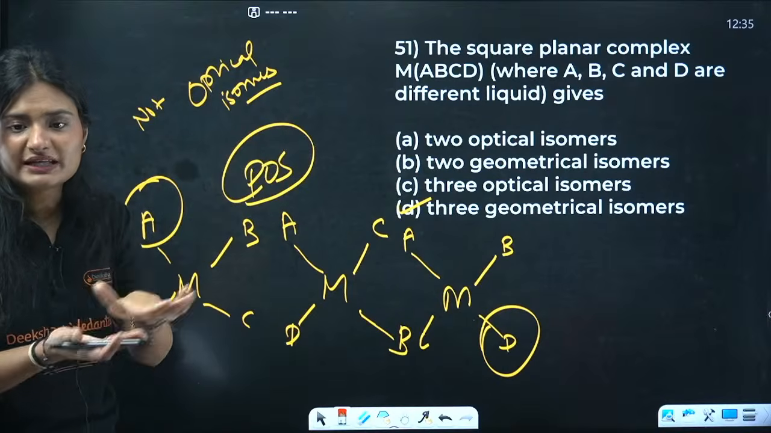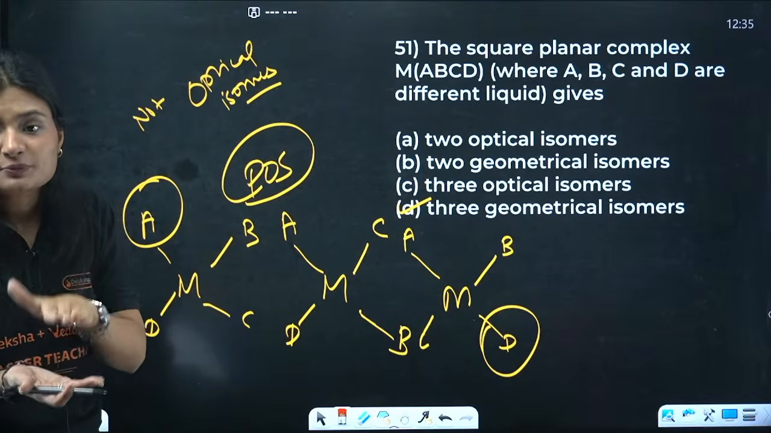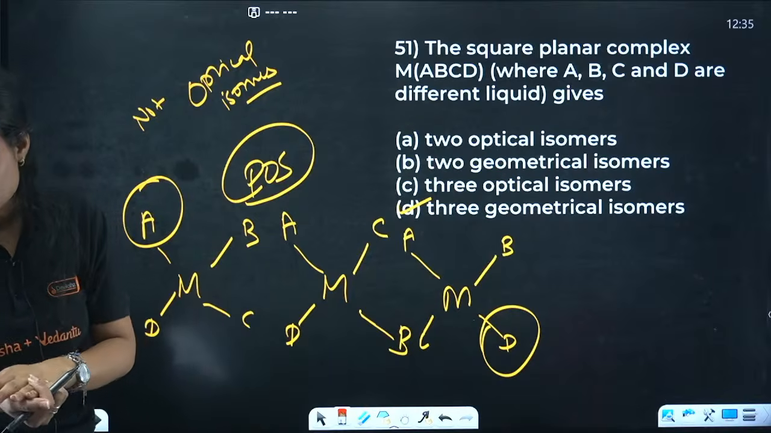Next question. Again, MABCD has 3 geometrical isomers, no optical. Why? Because in case of planar molecules, you don't have any optical isomerism, because they have a plane of symmetry.